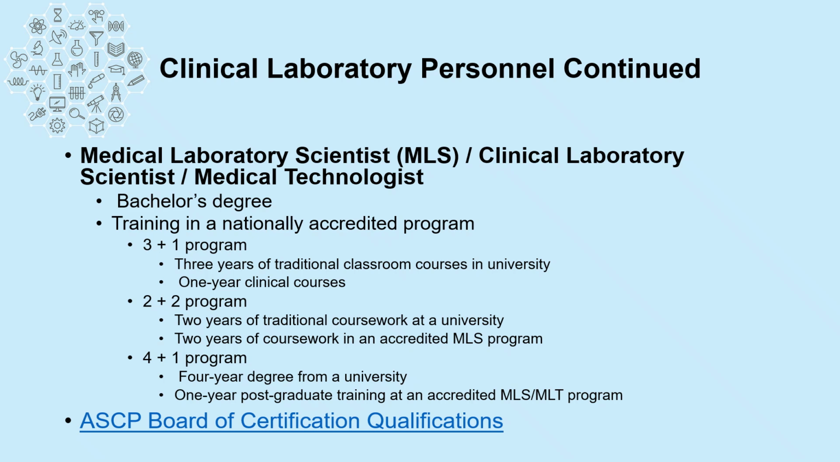They can also have a 3+1 where it's 3 years of prerequisites and 1 year of core classes, or a 4+1. Usually these people already have a bachelor's degree and then they'll take a fast track program through a MLT or MLS program and then be eligible to take your ASCP Board of Certification exam for medical laboratory science.